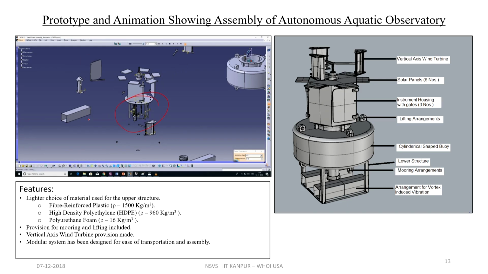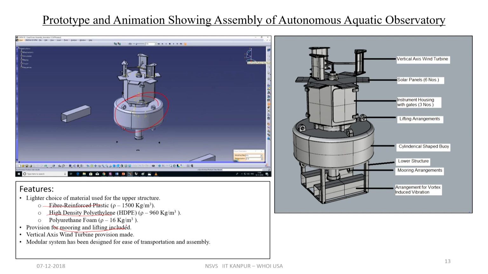Out of the choice of materials, we could choose either fiber reinforced plastic, or high density polyethylene, or polyurethane foam. So, we have chosen a reasonable balance of these three materials along with provision for mooring and lifting. Okay. That of course has to be done at the far bottom end of the system. And then we also kept another interesting thing: not only the vortex induced vibrator, but also a vertical axis wind turbine provision, so that even from wind it can generate energy. And each one of these systems was modular in nature.